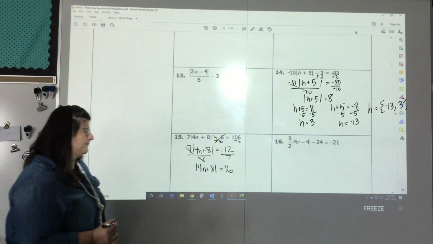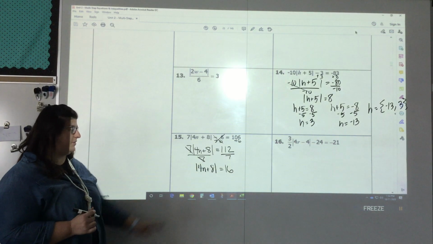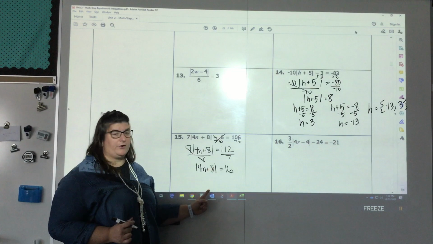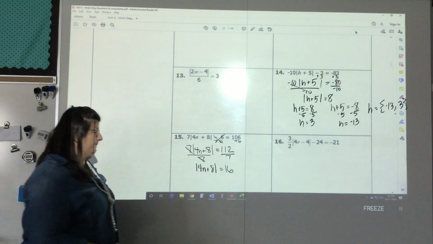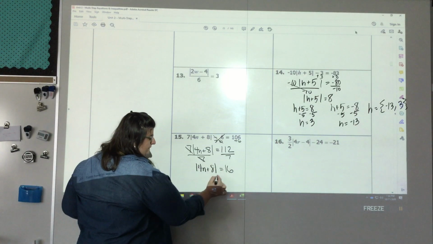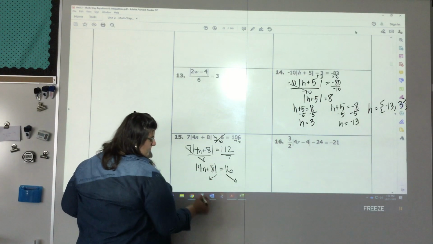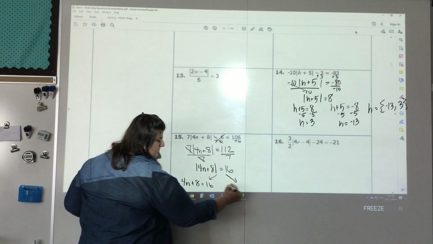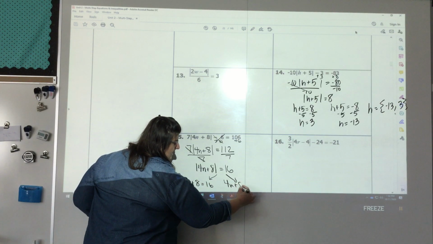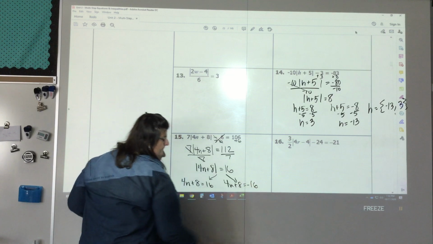16. There's nothing before, after, or under the absolute value, so it is isolated. I am good to go. So I'm going to break them off into 2 separate equations. 4n plus 8 equals 16. 4n plus 8 equals negative 16.